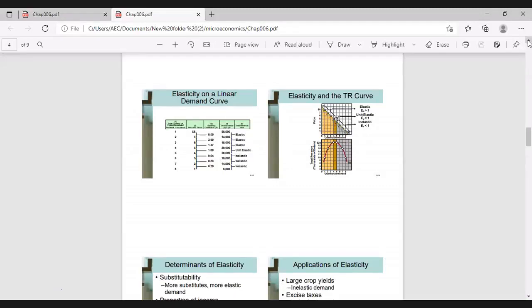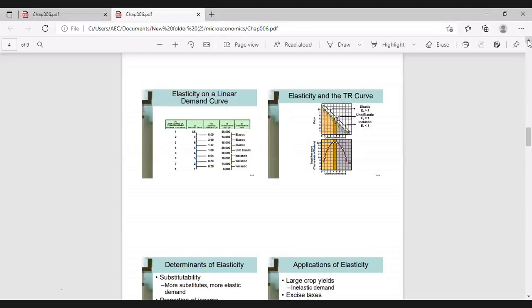From the table, we also get the demand schedule and curve. The first slide shows the schedule, the price and quantity demanded at each price. From that price change and quantity demanded change, we can calculate the elasticity. The elasticity coefficient formula is percentage change in quantity demanded divided by percentage change in price.